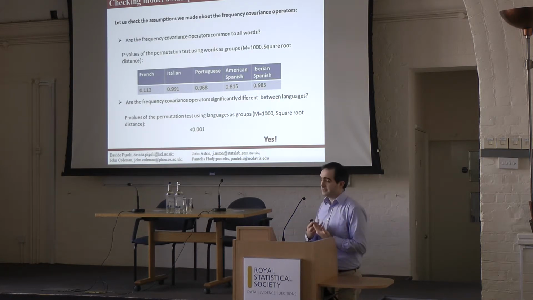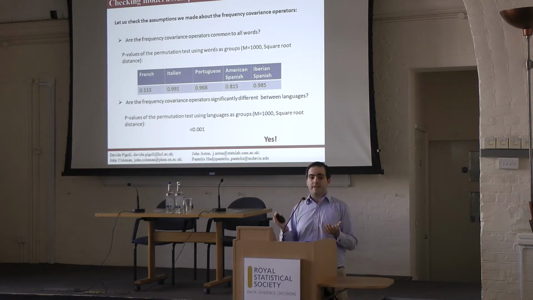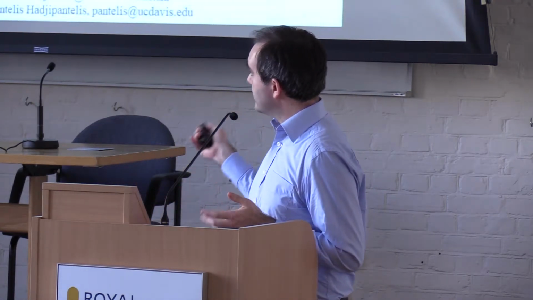For the frequency covariance operator, we first apply the test individually on each language to test the hypothesis: is the covariance the same across the words or is it different? As you can see from this p-value, there is no evidence that there are different covariances between the different words. And then we test between the languages: are the covariances between the different languages the same or are they different? The very small p-values tell us that there is strong evidence of differences between languages.